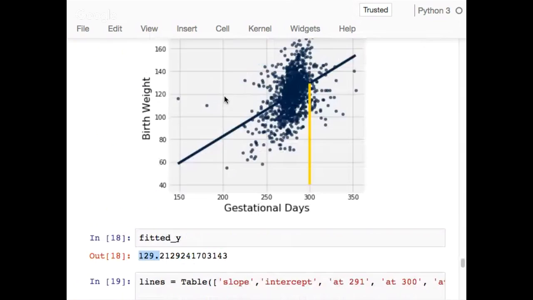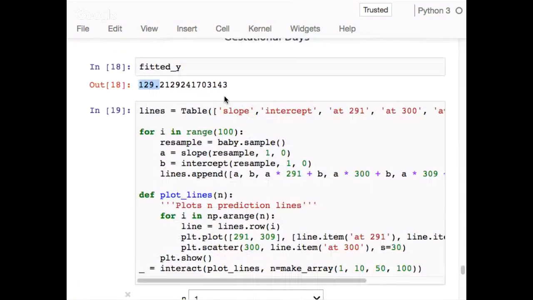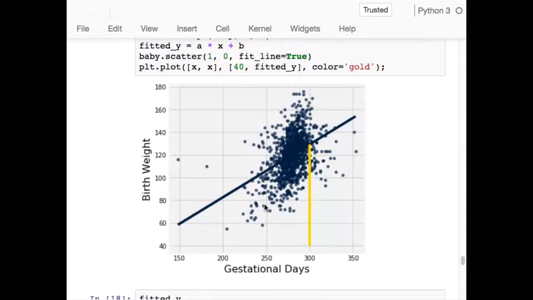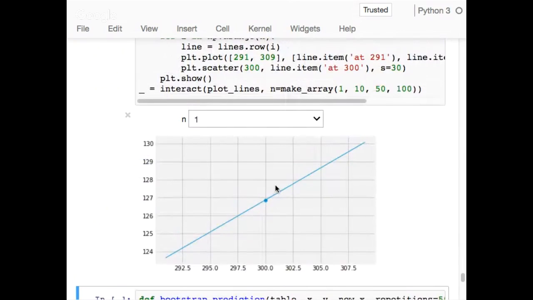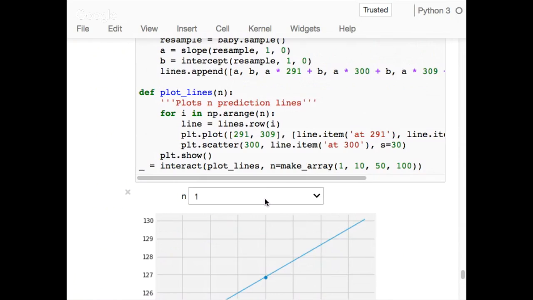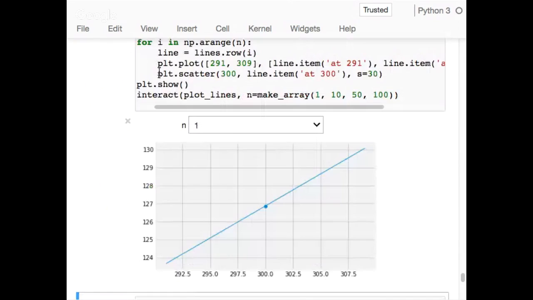So what I'm going to do now is resample and draw a new scatter plot, and then draw a new regression line, and then make a prediction. So what I have here is I drew a line through the sample, and took a prediction. I'm not showing you here the points that I'm drawing, but instead just the line that I got from a resample. And here is my prediction. It looks like for this particular resample, I got a birth weight of almost 127, versus before we got 129.